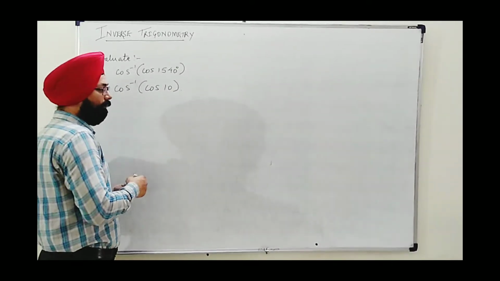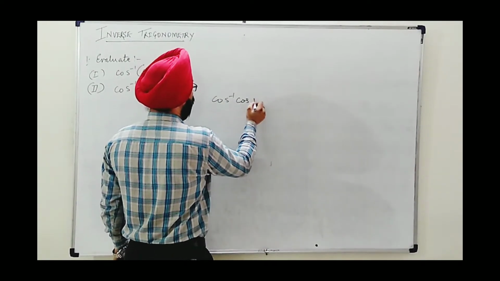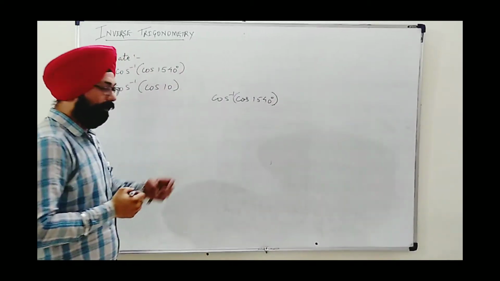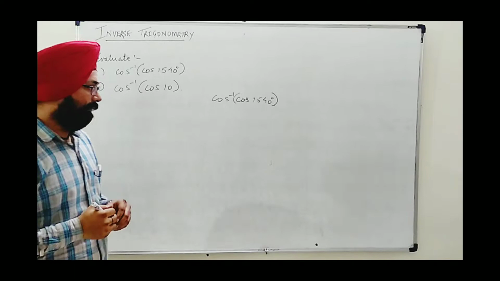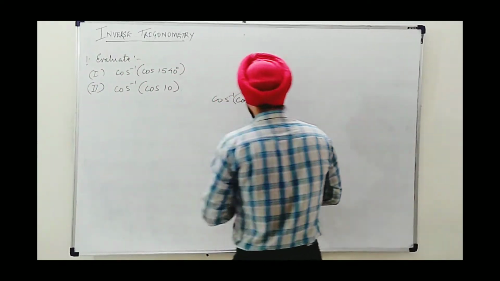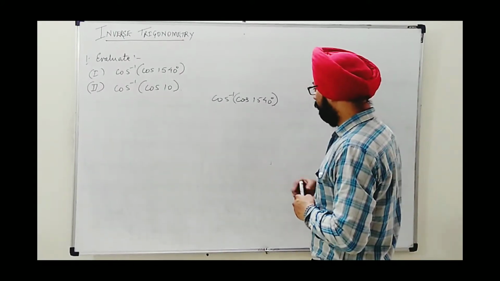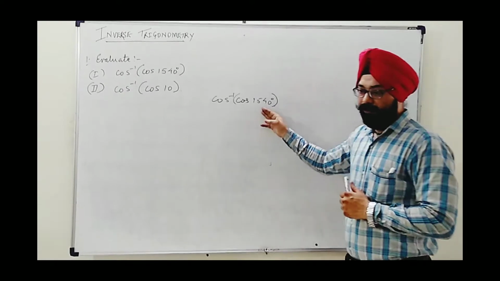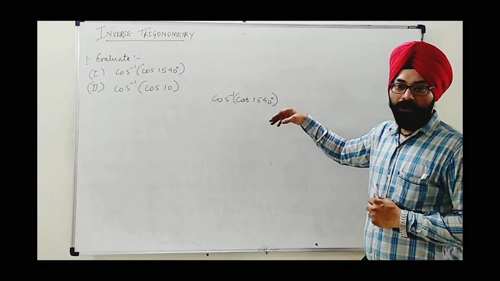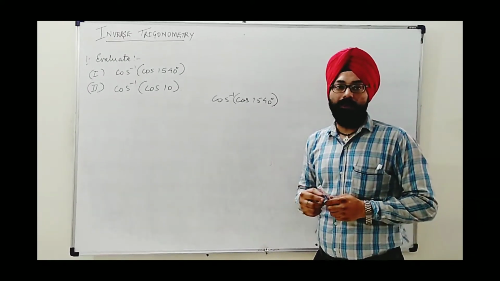As we think of the first question, cos inverse cos 1540 degree, the question is whether this will be cancelled or not. If it is being cancelled, then in what way? Let's start. To locate its degree, we will convert this in multiples of 360. 2 times 360 is 720, 3 is 1080, and 4 is 1440. So it is around the fourth multiple of 360.